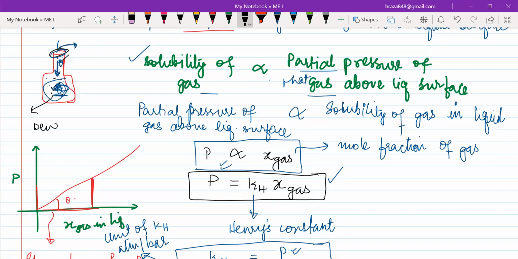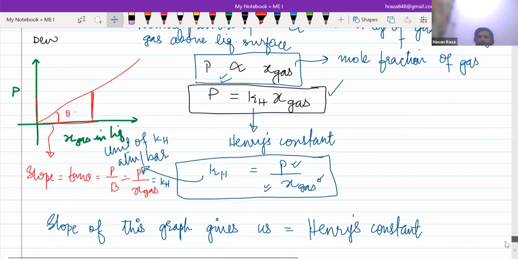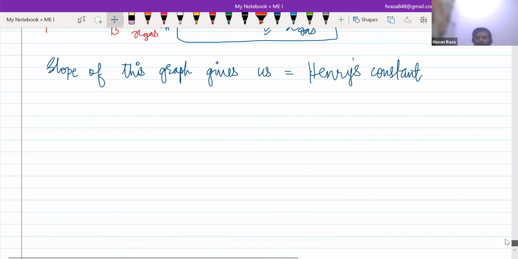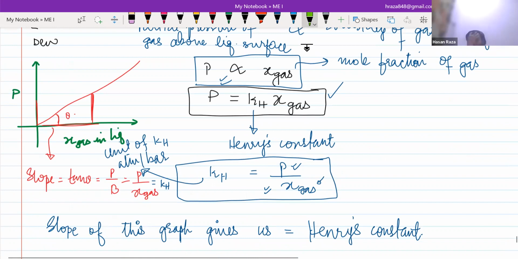Okay. Now moving on, this is Henry's law. Please take a screenshot of this. Have you written the graph as well? Since partial pressure is directly proportional to the mole fraction, the graph will be a straight line.